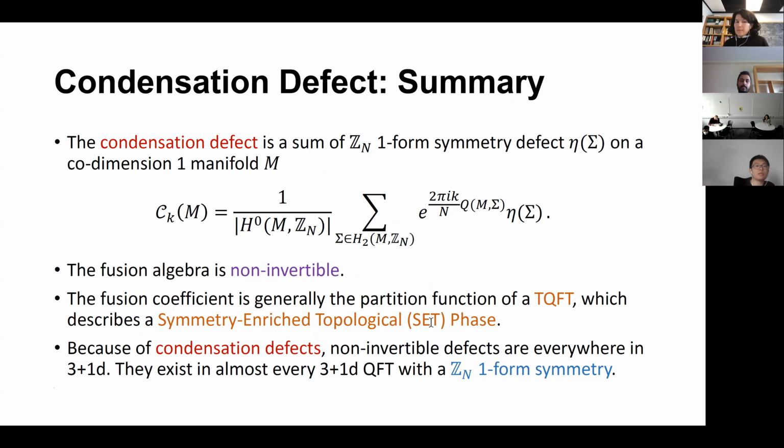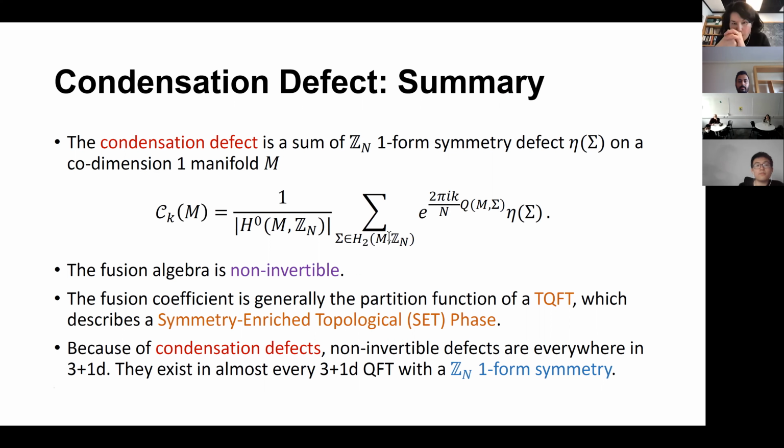So let me summarize what I have discussed so far about condensation defects. We can always define condensation defects by gauging Zn one-form global symmetry on codimension-one manifolds. Here I will state the result using Zn global one-form symmetries just to give you a flavor of how things work beyond Z2 global symmetries. There are multiple condensation defects we can talk about. They just differ by adding discrete torsions to this sum, and they are labeled by a coefficient K, which takes values in Zn.